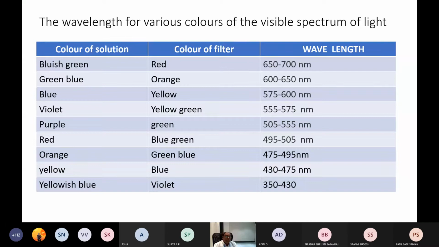Suppose you have a solution of violet color, you just keep it and scan it with the instrument, and it will detect at which particular wavelength it has the maximum or peak level of absorbance. That range could be between 555 to 575. This is one more advantage with the spectrophotometer.